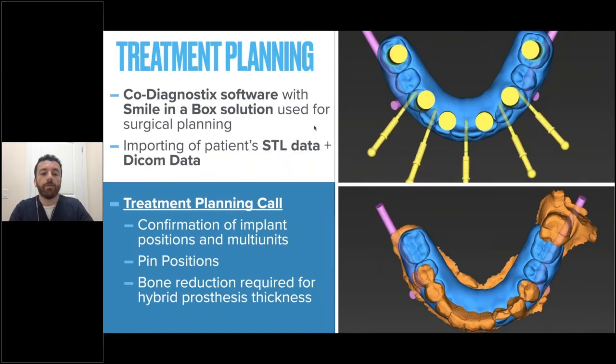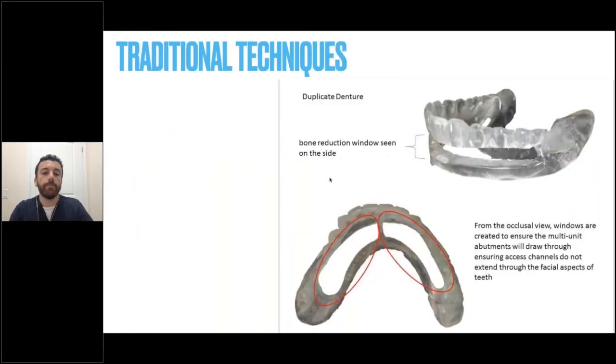So this call is very important because you're going to confirm these critical things like the number of pins that you need. Typically, you're wanting to have at least 3 to 4 pins to help stabilize your guide. You're also going to confirm your implants that you're choosing for your case. And if you're doing this in a traditional technique approach, typically you're duplicating your denture. And you may want to have the lab give you a bone reduction window in which you can see where you're going to reduce your bone to, and ensuring that the prosthesis, the multi-unit elements of the abutments draw through the lingual access channels of the temporary.